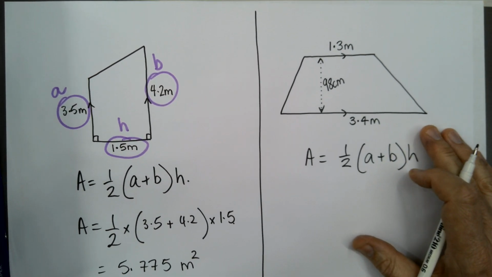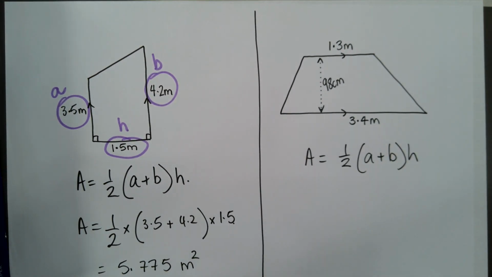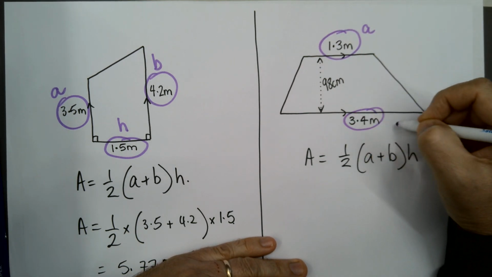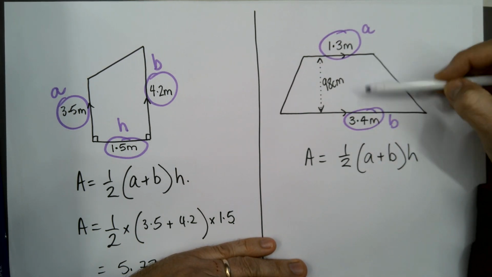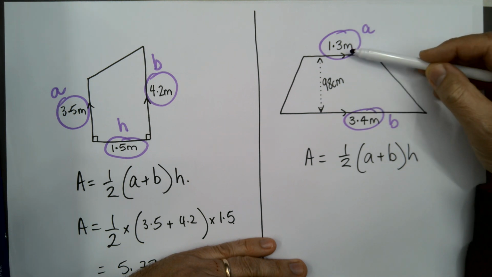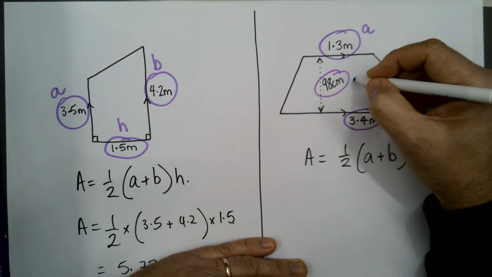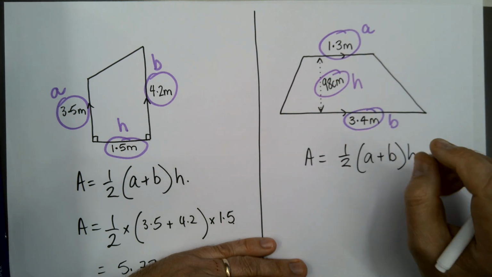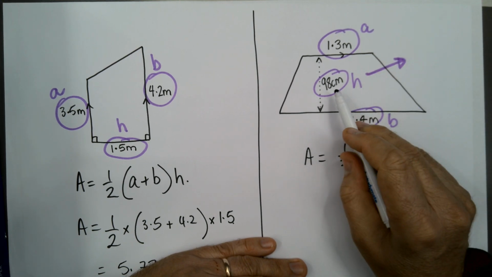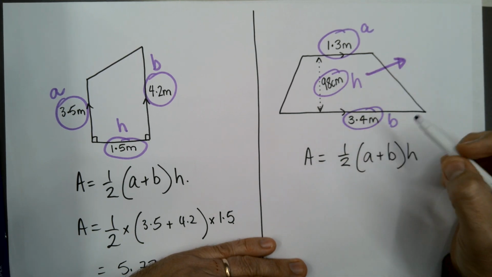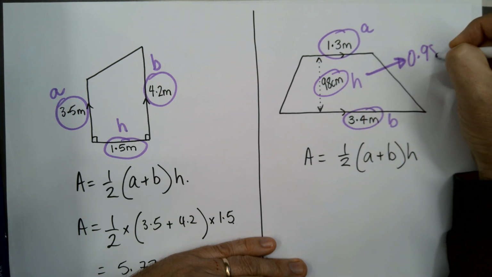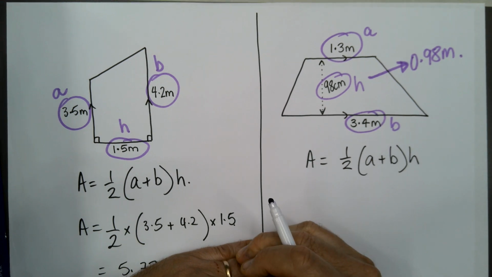All right, moving on to this one, same concept. Let's identify A, B, and H. So I'm going to go, that one's A and that one's B. Now I know that they're going to be A and B because they are the two parallel sides. That one there is going to be H. But, and I've set this up specifically for this, you can't use a 98 there because these are meters, that's meters, you've got to get this to meters, so you need to convert that.